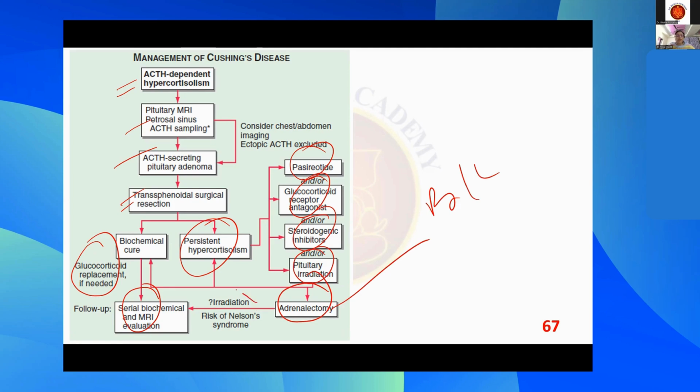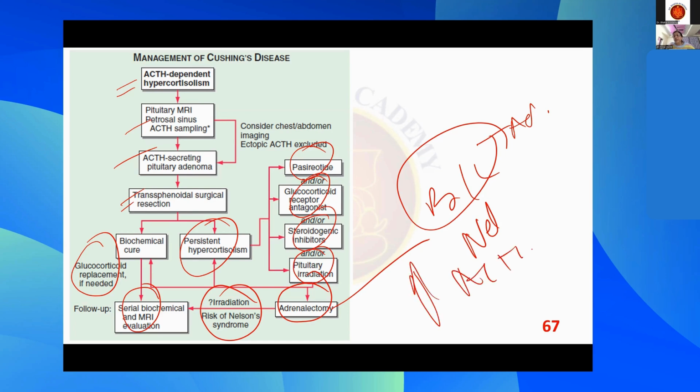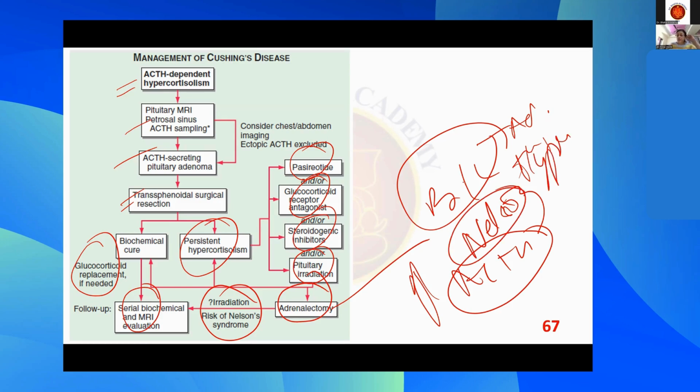And the consequence will be, what is Nelson syndrome? If you go for bilateral adrenalectomy, there will be rise of ACTH. And that rise of ACTH will cause what? Blackening, hyperpigmentation. And this hyperpigmentation condition is known as Nelson's syndrome.